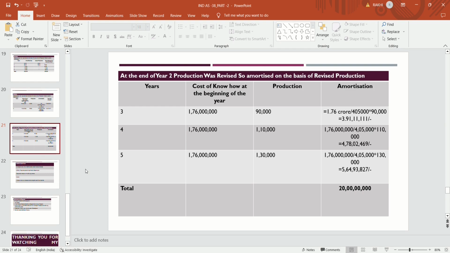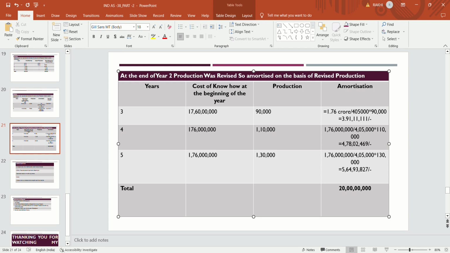Now, at the end of year 2, there is a revised estimate. Now, amortizing on the basis of estimate, because there is no actual production, but there is an estimate. So for years 3, 4, 5, for the know-how balance we are taking the year 2 beginning balance, 17 crore 60 lakhs, for amortization purpose, because it's a provisional amortization, not the actual. So in year 3, the carrying amount of know-how is taken as the beginning of year 2 value, that is 17 crore 60 lakhs, for amortization on estimated basis. Production is 90,000, which is an estimated production. So 17 crore 60 lakhs is to be amortized on the basis of total revised estimate, that is 4 lakh 5,000, into 90,000. So 3 crore 91 lakh 11,101 is the amortized amount.